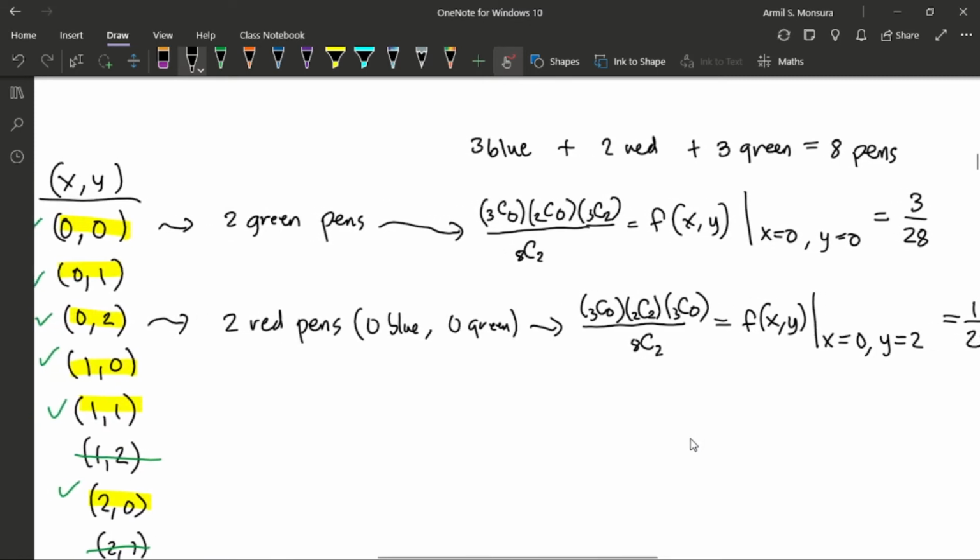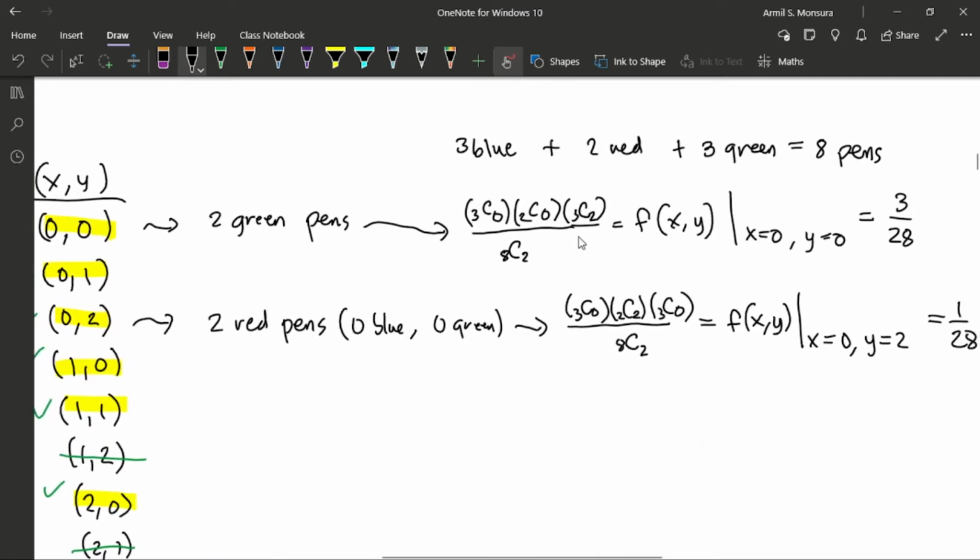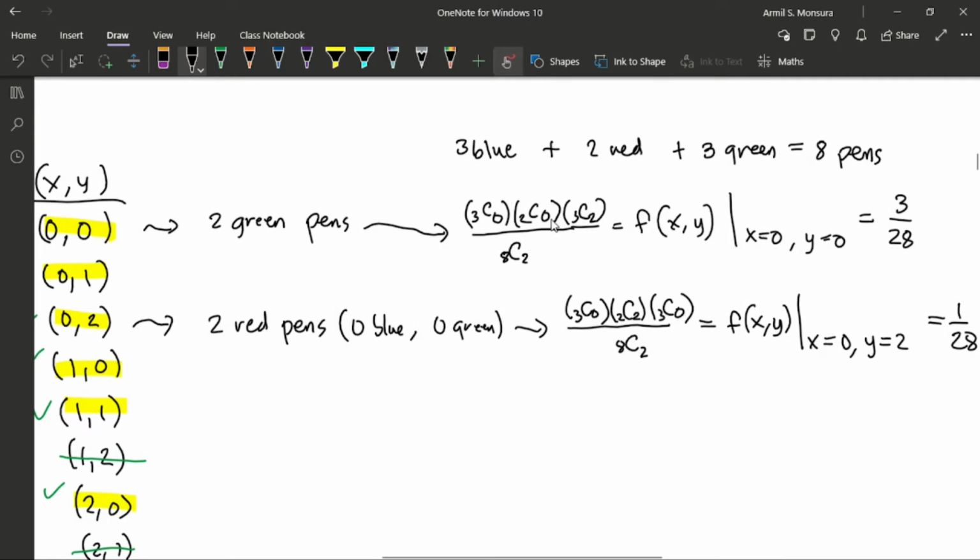So now, how do we generalize this now? How do we generalize this expression? Okay, you see that this here actually represents the number of blue pens to be selected.